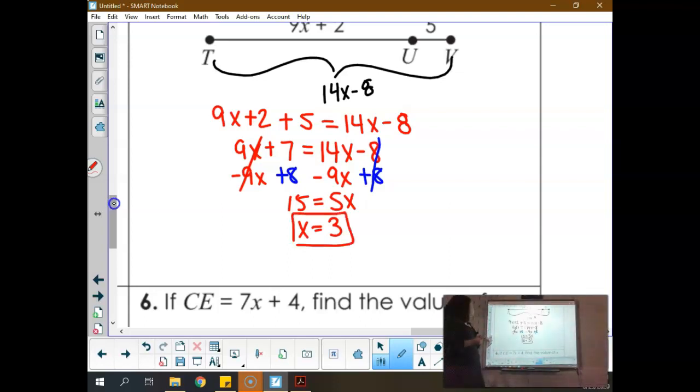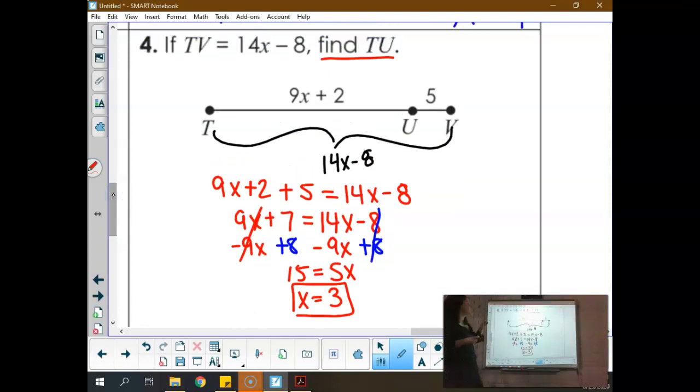Now remember, I pointed out at the beginning, it says find TU. You're not done. This is part of the issue with geometry. You guys just like to jump in, solve for x, and say I'm done. That's not how geometry works. I'm really sorry. Geometry is very much tell me what I'm actually looking for. So to find TU, TU is right here. I have to take that x equals 3 and plug it back in.